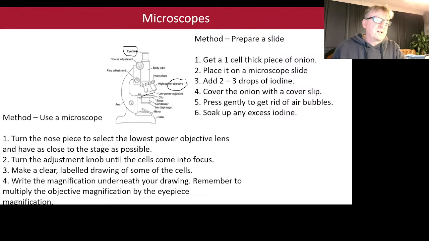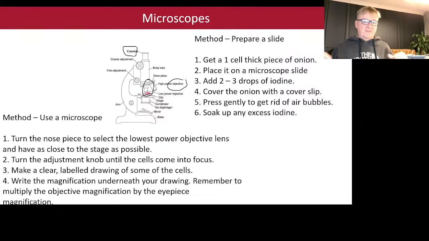Using a microscope slide, what you've got to do with that one is you turn the nose piece to select the lowest power objective lens. So what you're doing now is you're looking at the picture, and the smallest objective lens is the one that you are going to have pointing downwards. Then, when you've got the smallest one pointing downwards, you've got to make sure the gap between the stage and the smallest objective lens is as small as it can possibly be.